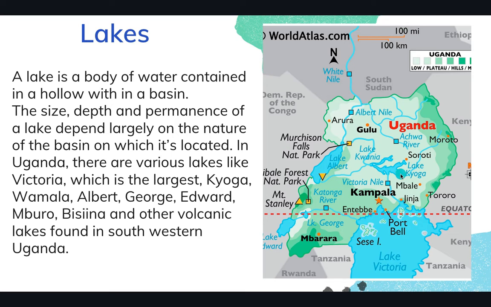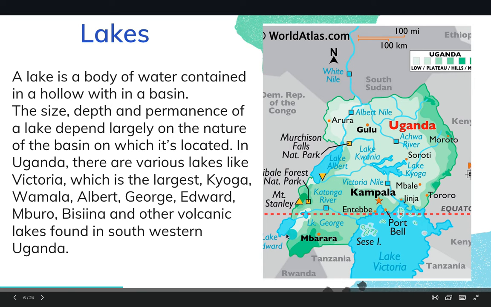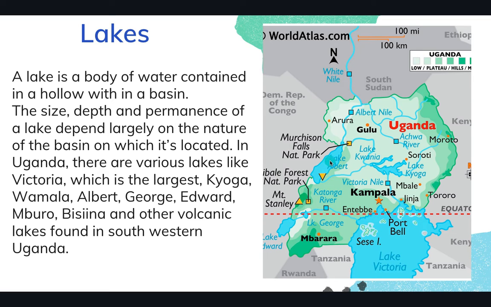So far, looking at this, we have the largest as Lake Victoria, and then this is Edward, and then this is George, and then this is Albert, and then around this area is where we find Wamala, and many others. So this briefly helps us to understand the kind of lakes that we do have in Uganda.